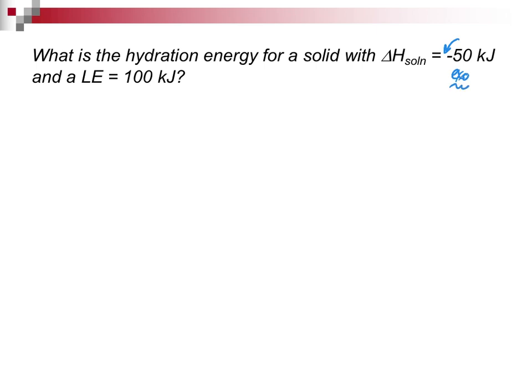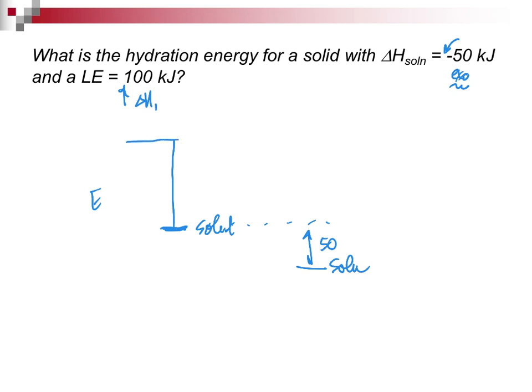It tells me it is exo, and it has a lattice energy of 100. That is my delta H1. So here I have my solid. Here I have my solution. And the line between this has a 50 kilojoule measurement. My lattice energy is going to be 100 kilojoules.